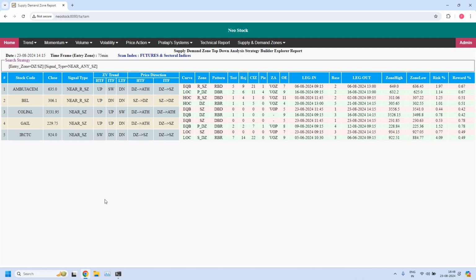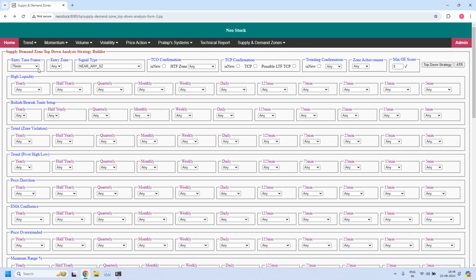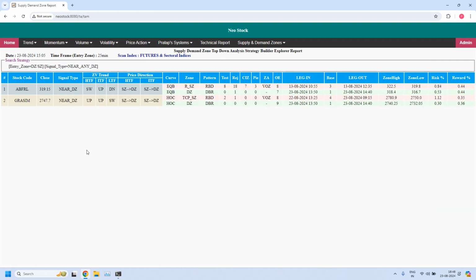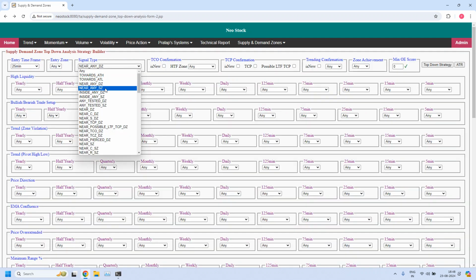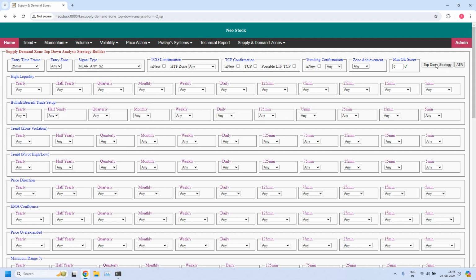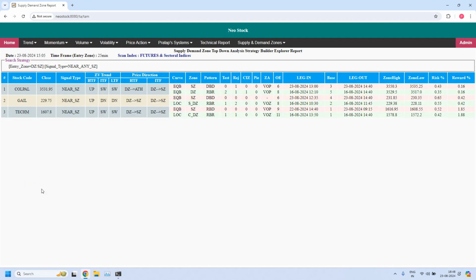So that means we have identified high liquidity zones from daily time frame and 75 minutes time frame. The next time frame is 25 minutes. Let's find the stocks near 25 minutes demand zone. So 2 stocks are filtered. In the next report, for 25 minutes time frame, let us find the stocks near 25 minutes supply zone. So 3 stocks are filtered near to the 25 minutes supply zone.